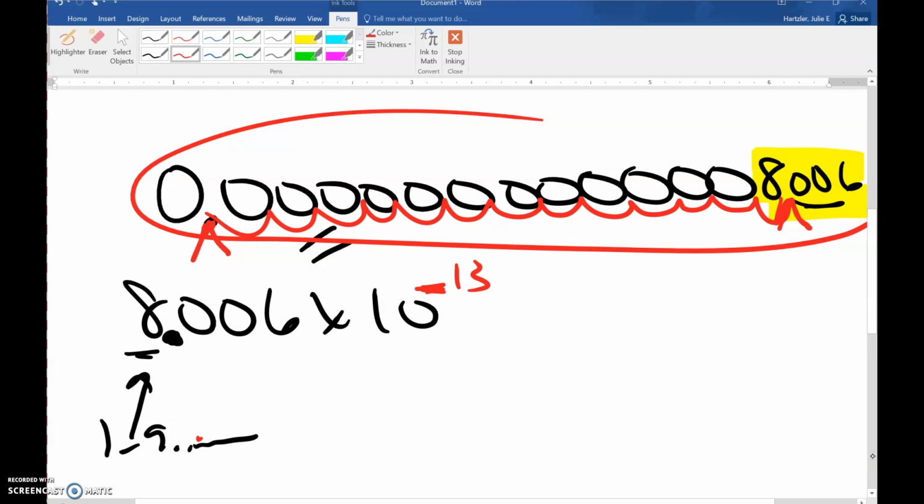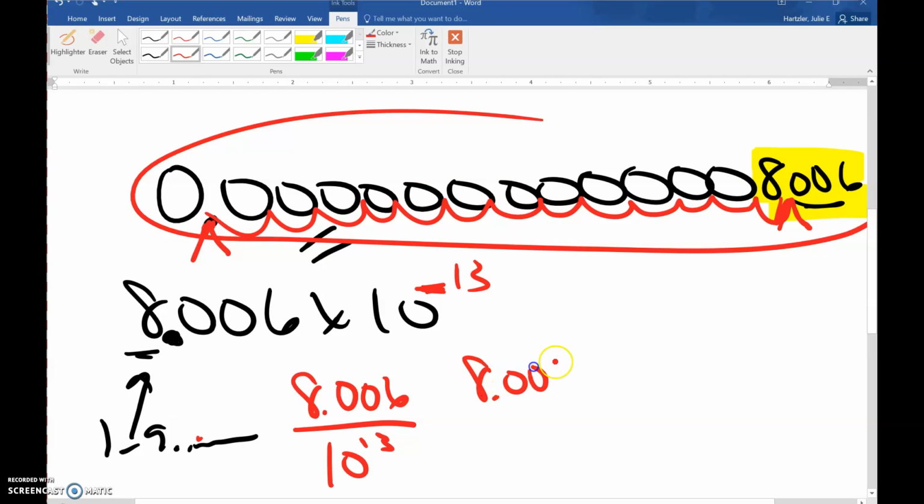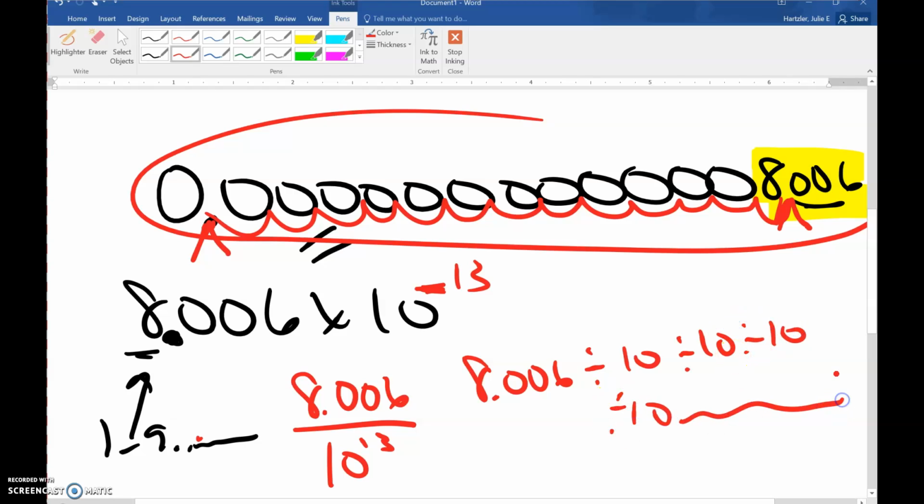And so to check your answer, you would take 8.006. And remember, negative exponents mean they're down here. It's really division. So if you take 8.006 and you divide it by 10 13 times, right, would it give you this tiny number? And the answer is yes.